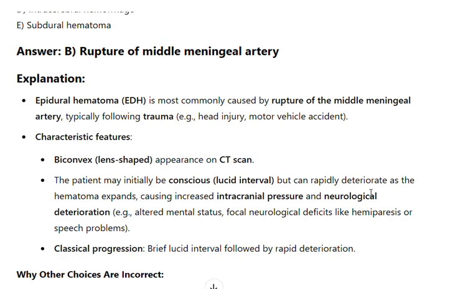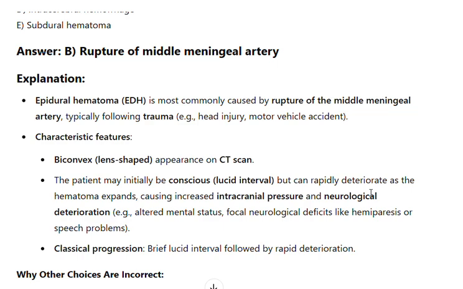The patient may initially be conscious, a lucid interval, but can rapidly deteriorate as the hematoma expands, causing increased intracranial pressure and neurological deterioration, e.g., altered mental status, focal neurological deficits like hemiparesis or speech problems. Classical progression: brief lucid interval followed by rapid deterioration.